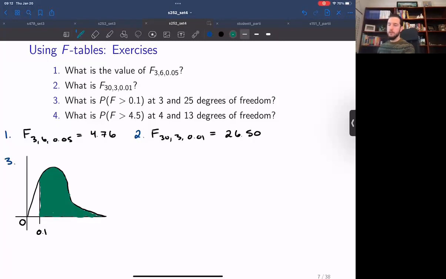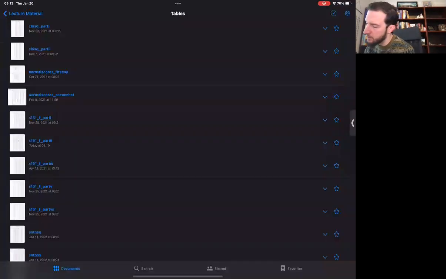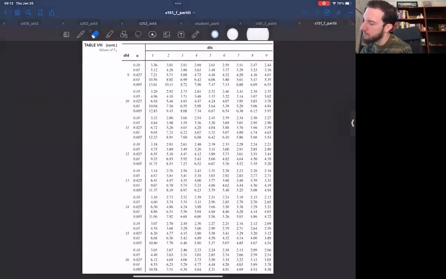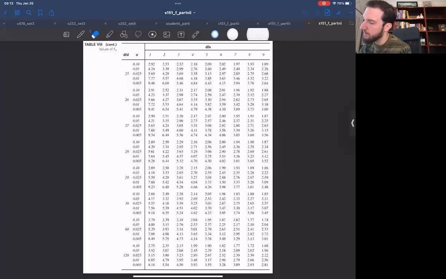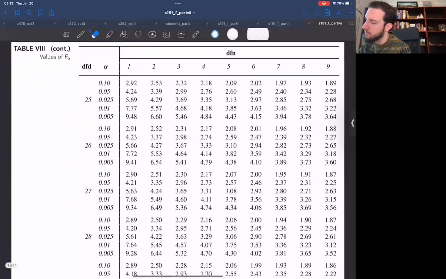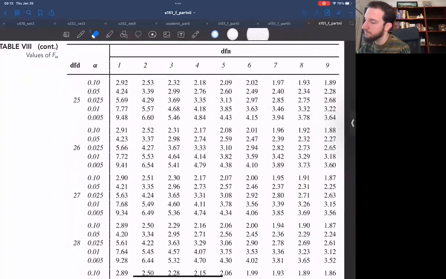All right. So we want to know the size of this green shaded region here. To do this, we're basically going to follow a method that's analogous to what we had for the student t value. First, we need to locate our degrees of freedom. So we have 3 and 25. This should be the 3rd page of the F table. Nope, 5th page of the F table. Or 7th page, I guess.